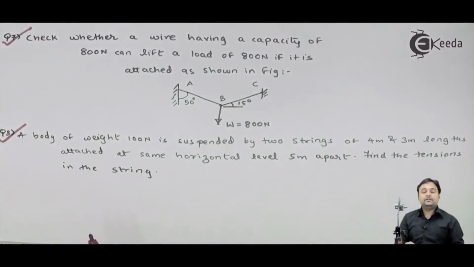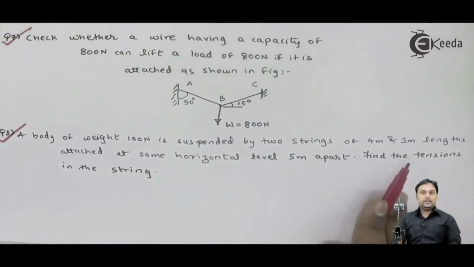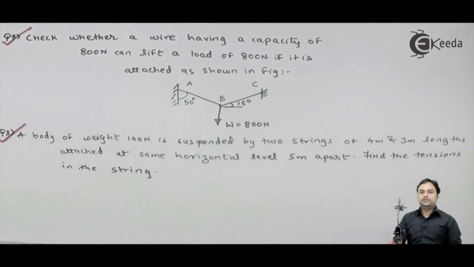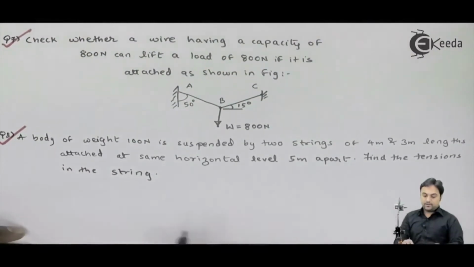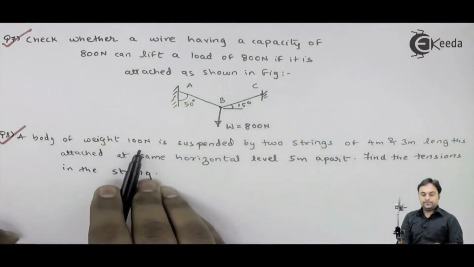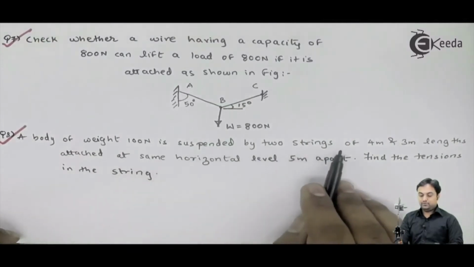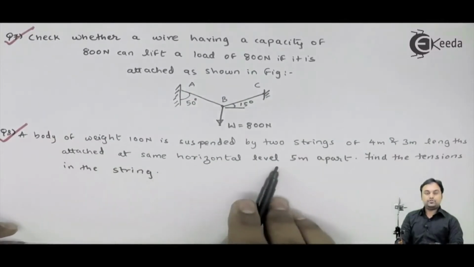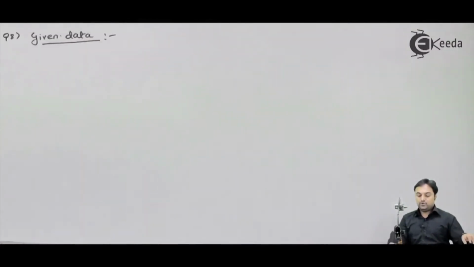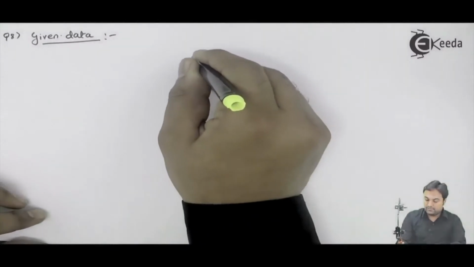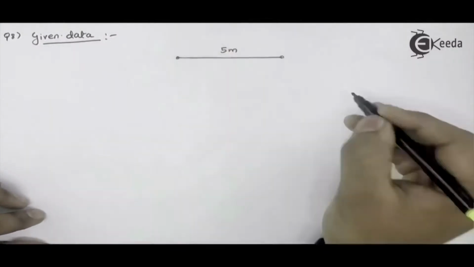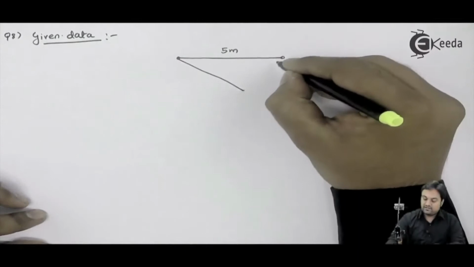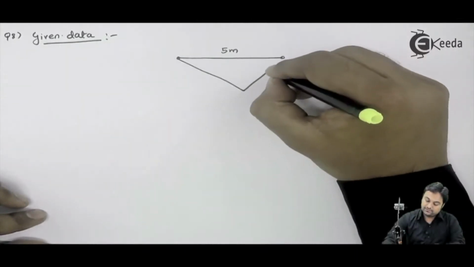Here the question is given. They had given us some hint, but the diagram has not been provided. So first we are going to draw the diagram for this question. A body of weight 100 Newton is suspended by two strings of 4 meter and 3 meter lengths attached at same horizontal level 5 meter apart. So first I will draw the horizontal level. I have attached two strings as given in the question.